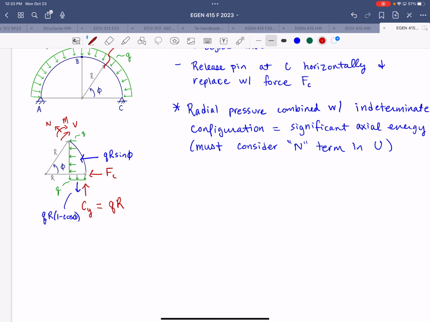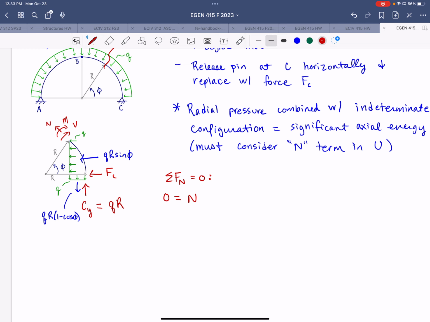So if we sum forces in the normal direction, we're going to obtain an expression for the internal normal force N with respect to Q and phi. By normal direction, I just mean the direction that is consistent with the internal normal force at the cut. And that, of course, will vary with angle phi, right? So this is going to be a function of phi.